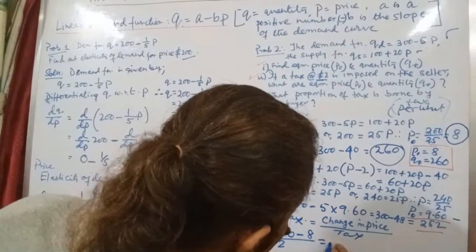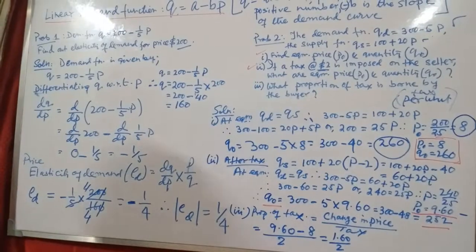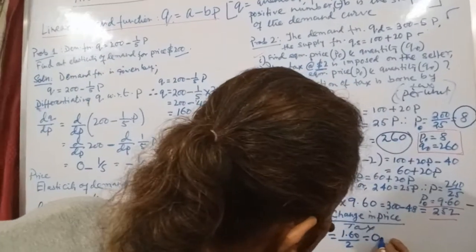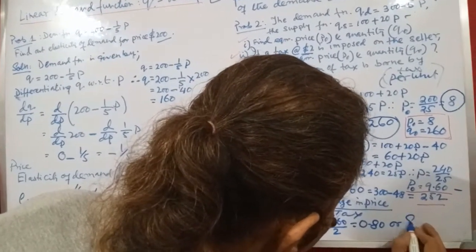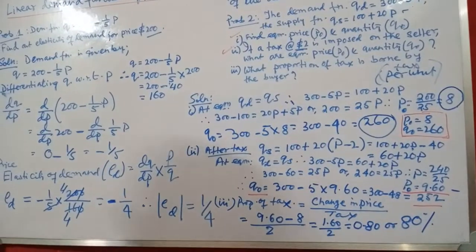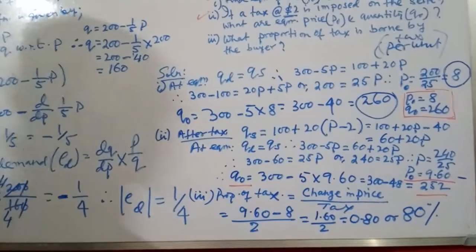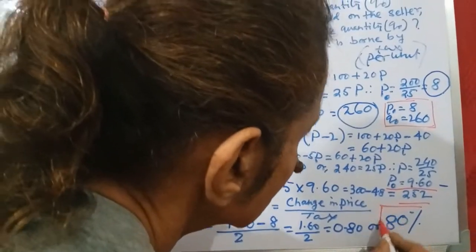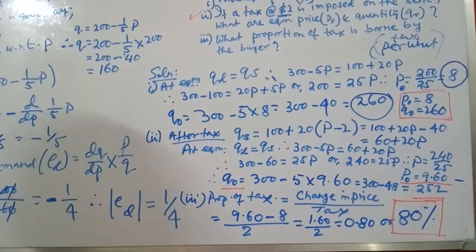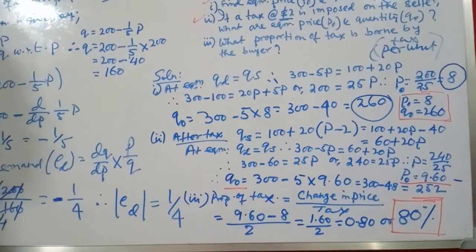That is 1.60 divided by 2. That is equal to 0.80 or 80%. 0.80 means 80%. So 80% of the tax is borne by the buyer. That is, out of $2 of tax per unit, 80%, that is 1.60, is borne by the buyer. Correct?